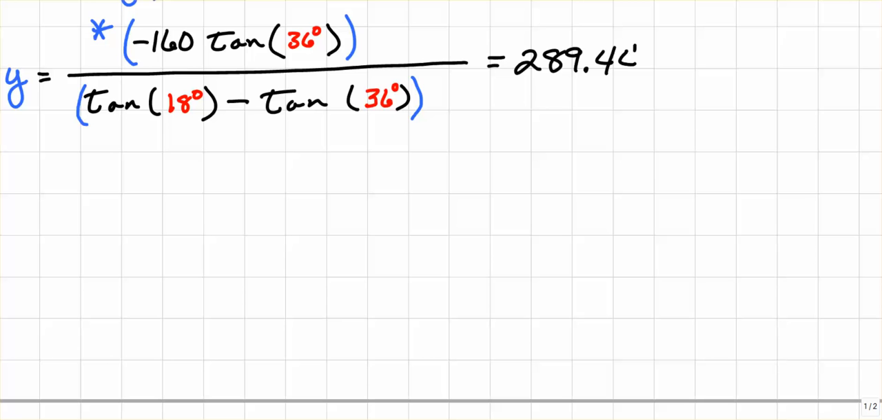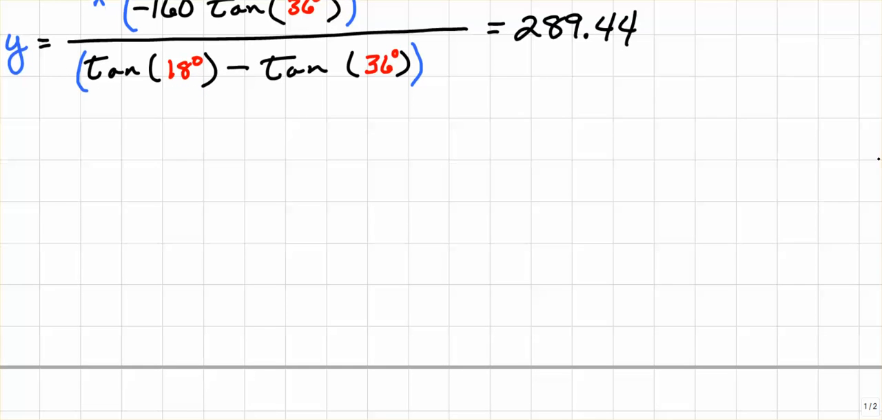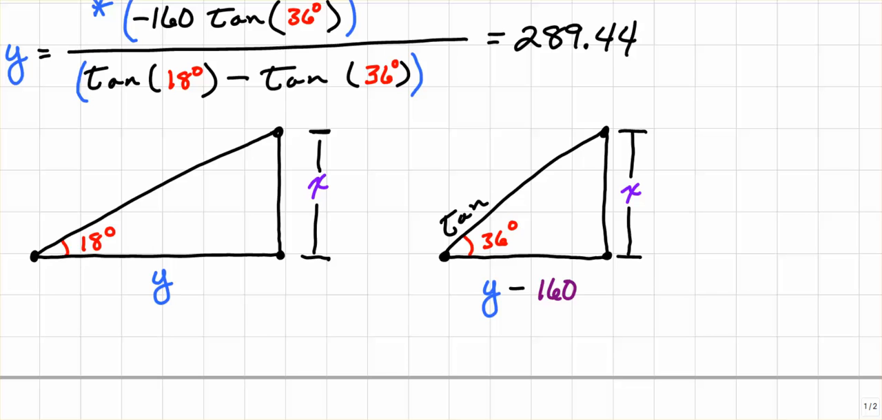Now this is not my answer, okay? You might be tempted to say, oh, we've calculated the answer, but we got to remember what the diagram looked like. So when we look at the diagrams, we see that y, this value that we've just calculated here, which is 289.44, is actually the bottom side of the first triangle. So I'd write down 289.44.